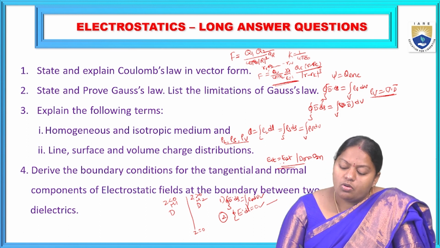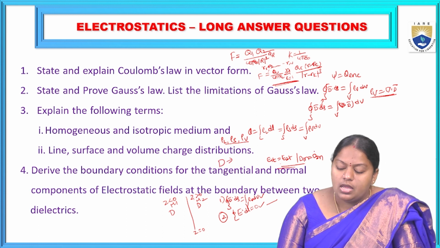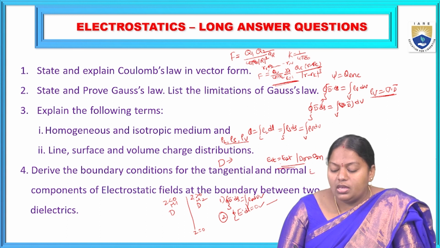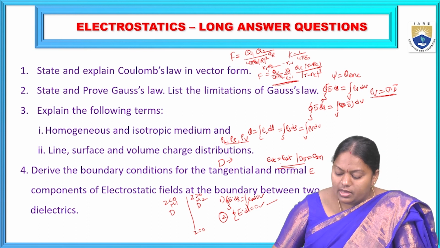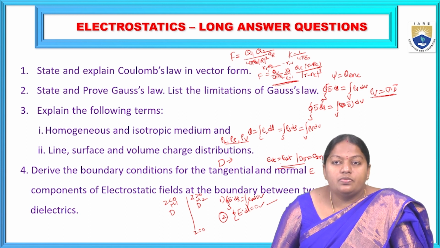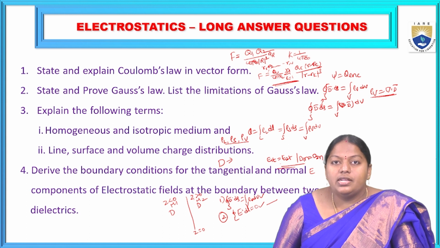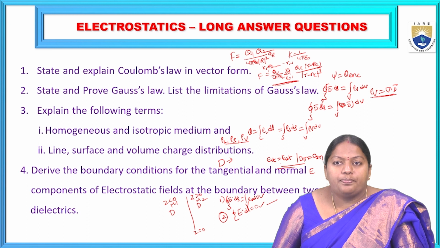So the tangential components of E are continuous, and the tangential components of D are discontinuous. The normal components of D are continuous, which means the normal components of E are discontinuous across the boundary. This is the way we can derive the boundary conditions for the tangential as well as normal components of electrostatic fields at the boundary between two dielectric media.